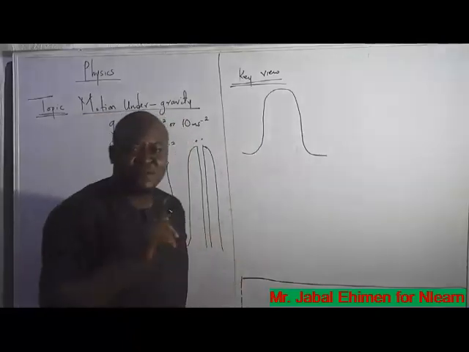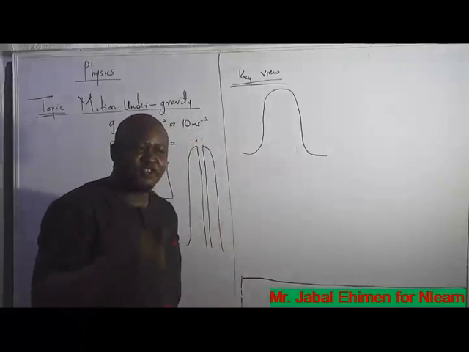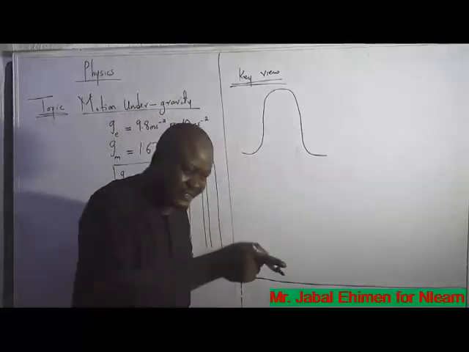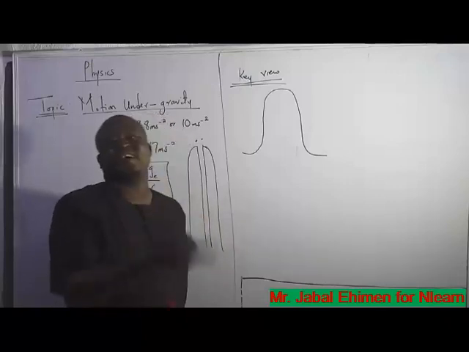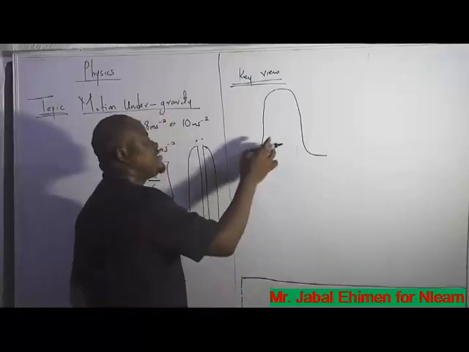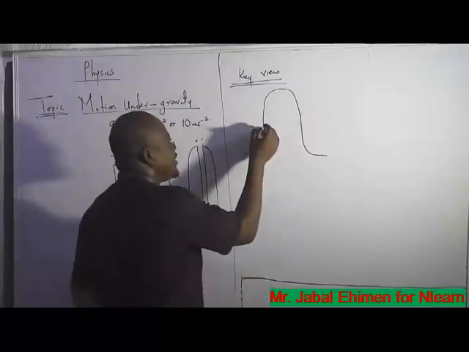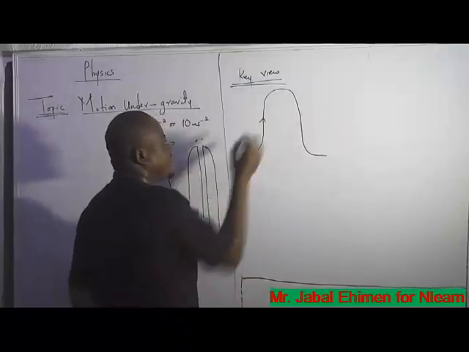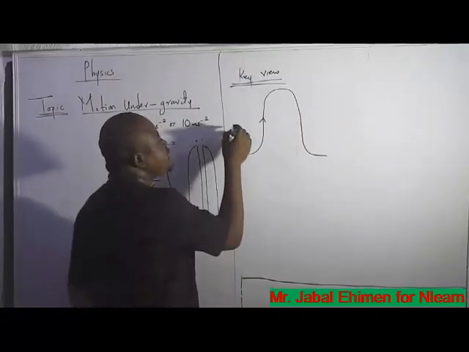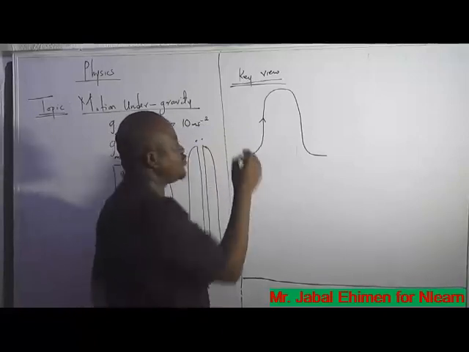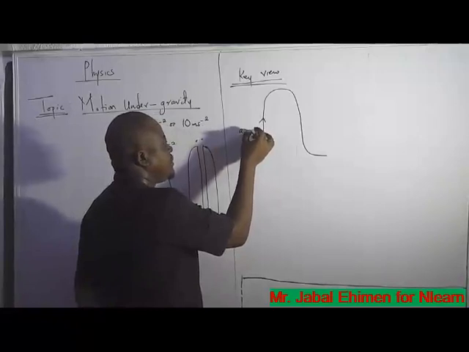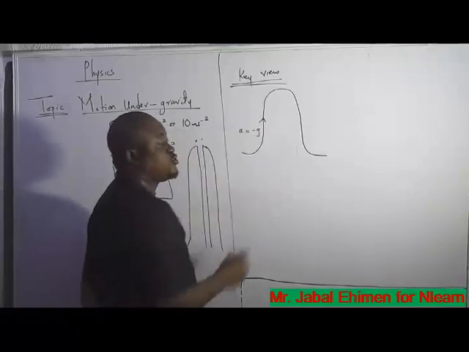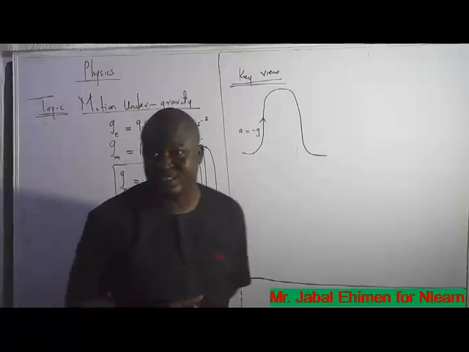Why? Because the body is moving against gravity. Now, when a body is moving against gravity, when something is against you, that thing is negative of you. So when a body is moving upward against gravity, that sign shows that it's moving upward. So the value of acceleration due to gravity is a equals minus g. Take note of that. Very important.